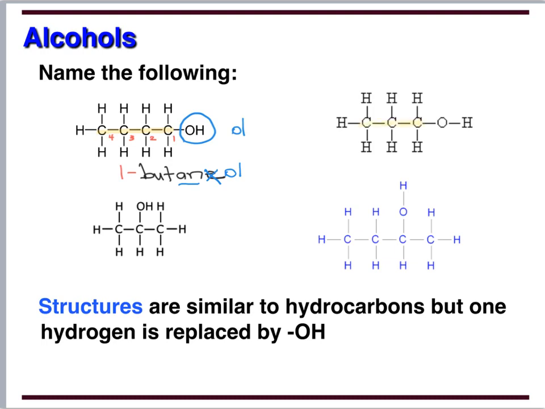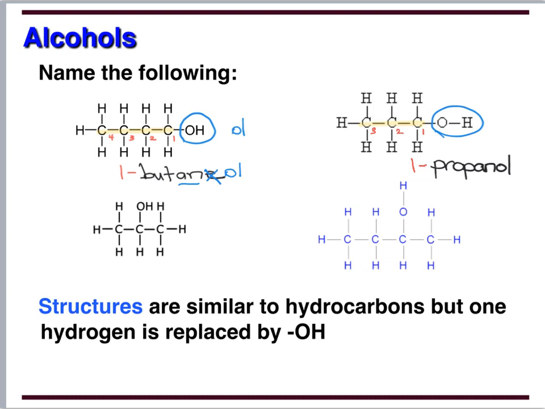Again, counting my carbons, 3 carbons. So that would be prop. And it would be propane, but instead of propane, I'm going to put propan without the E. And I'm going to add the OL to the end because there's my hydroxyl group. So the only thing left to figure out is the number carbon. So I start numbering the chain closest to the end. So that's 1, 2, 3. So this is a 1-propanol. Okay, let's try the next one.